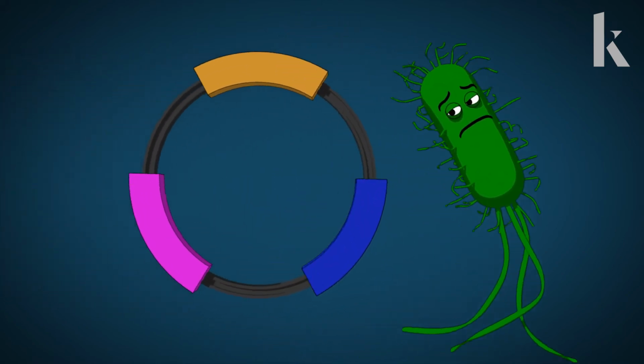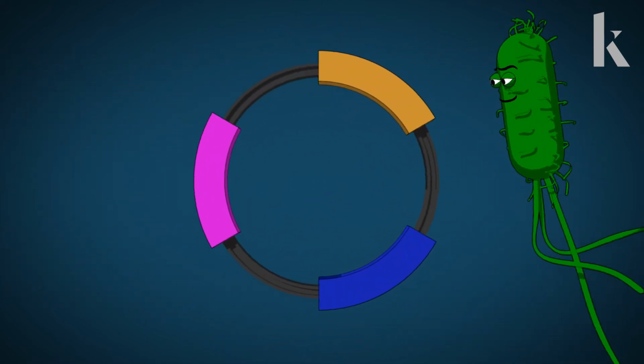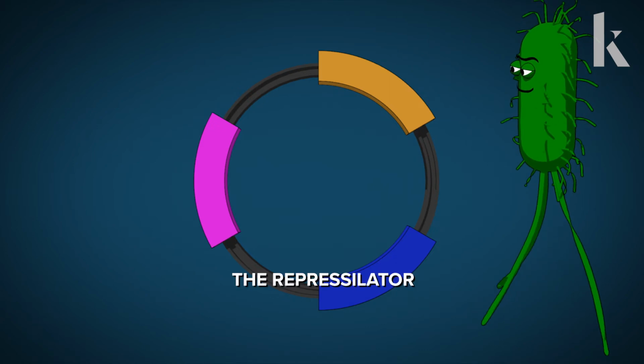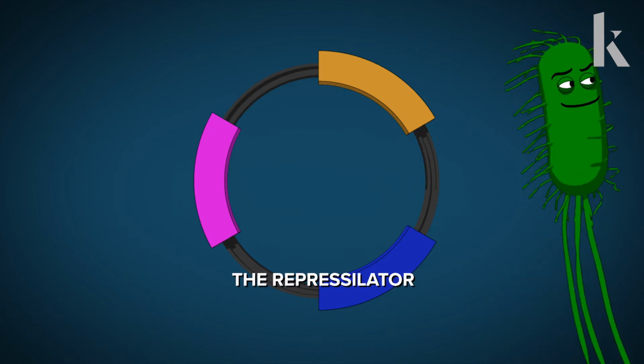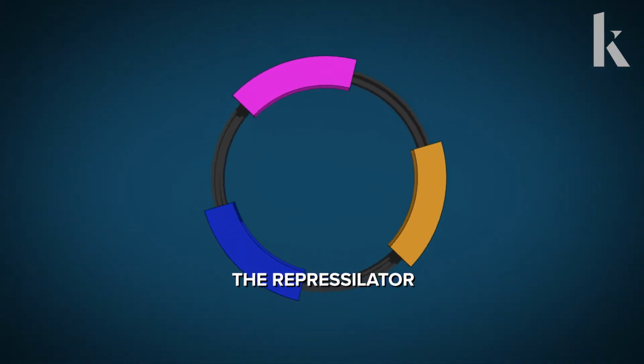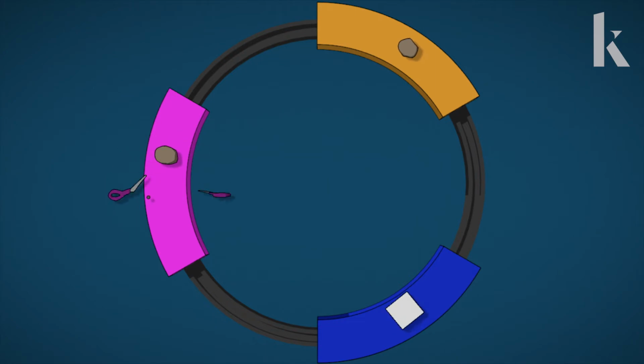So what you're seeing in this animation, the circle is literally a circular piece of DNA. That circular piece of DNA contains the 3 genes of the repressilator. The design itself really is a kind of rock, scissors, paper circuit. That really is exactly what it is. The first gene, which we can call rock, turns off the second gene, which we'll call scissors. That turns off the third one, which turns off the first one.